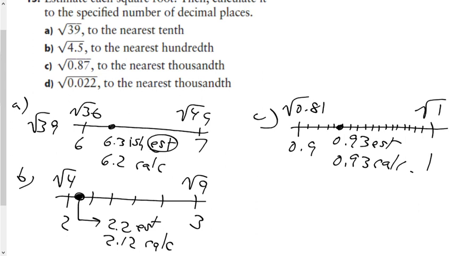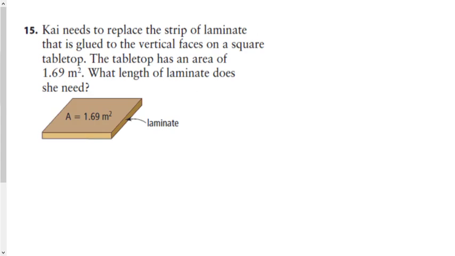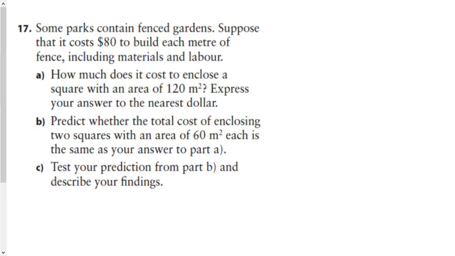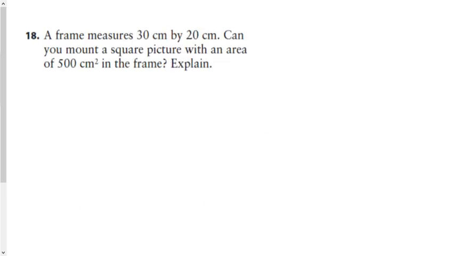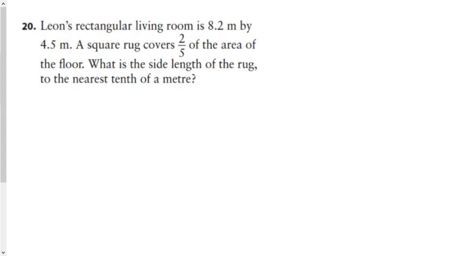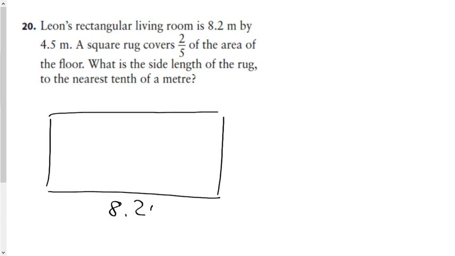And you know what? Let's just skip ahead all the way to the test question I'm going to give you. Where is the test question? What's the last one we were supposed to do? Oh, this is right here. This is the test question I like. Leon's rectangular living room is 8.2 meters by 4.5 meters. A square rug covers 2/5 of the area of the floor. What is the side length of the rug to the nearest meter?